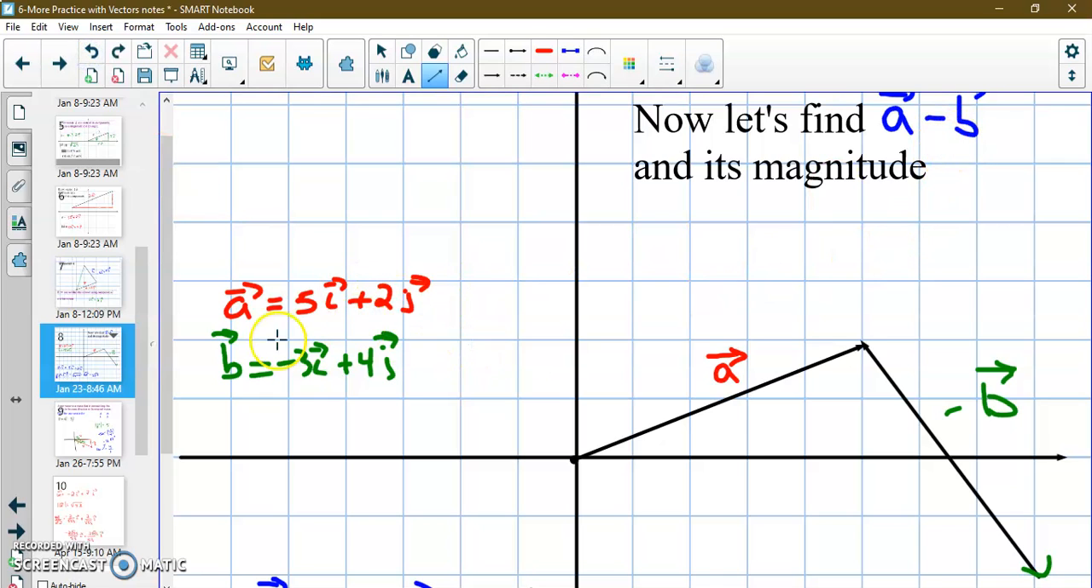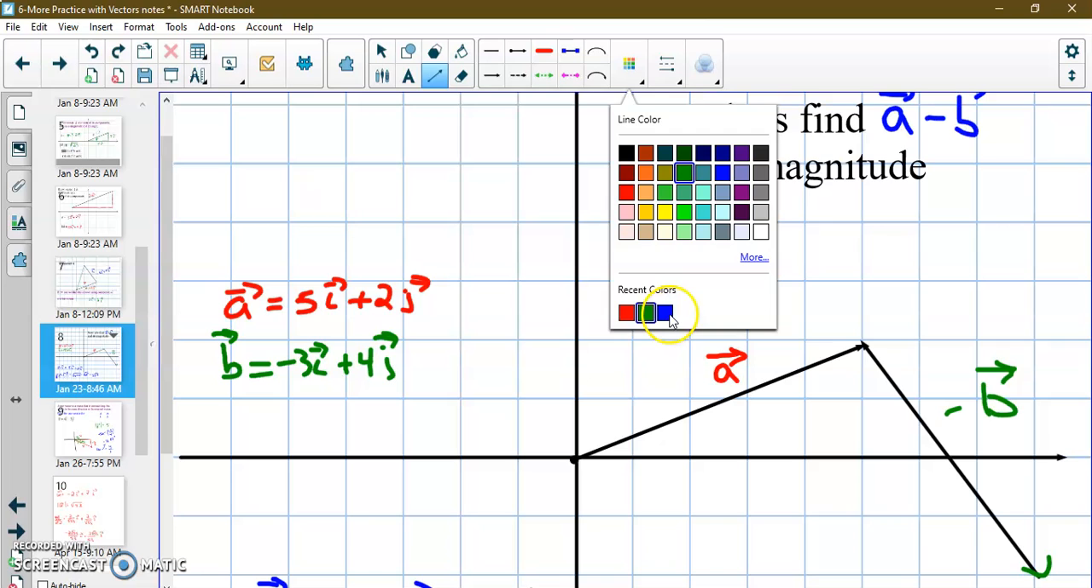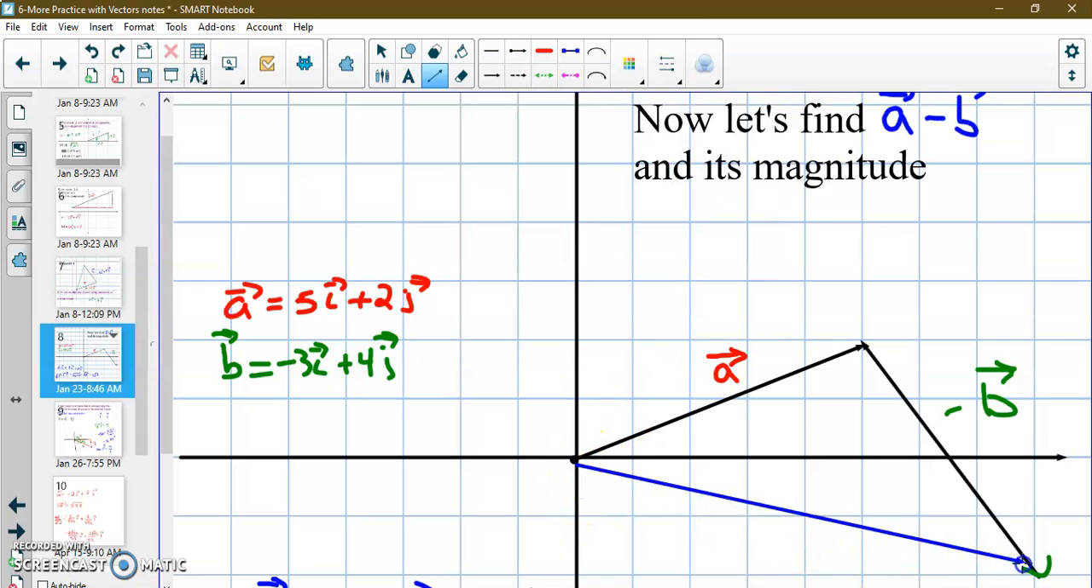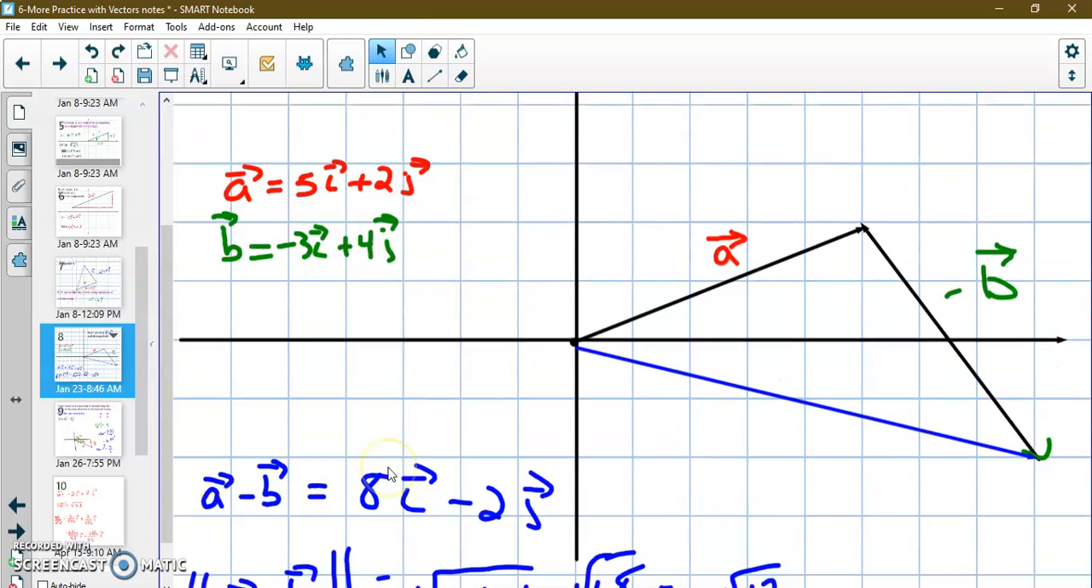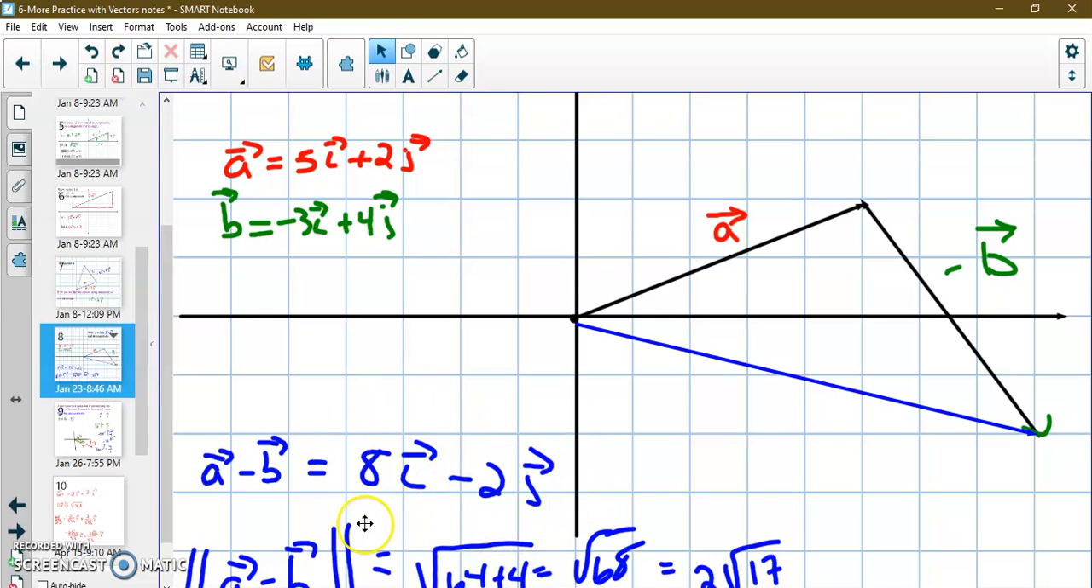So if we were to subtract B, we would take 5i minus negative 3i, and let's just draw this out. This is our resultant vector. So 5i minus a negative 3i would be 8i, and we can count out 1, 2, 3, 4, 5, 6, 7, 8. That matches. And then 2j minus 4j would give us a negative 2j, and we do go down 2. So that would match there: 8i minus 2j.